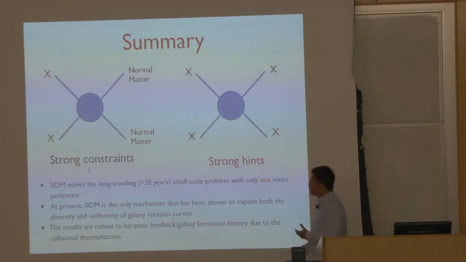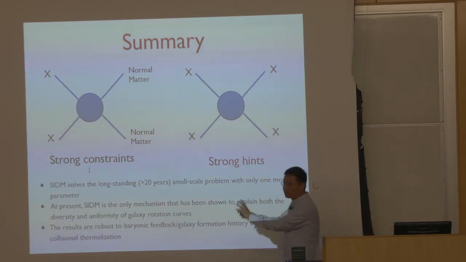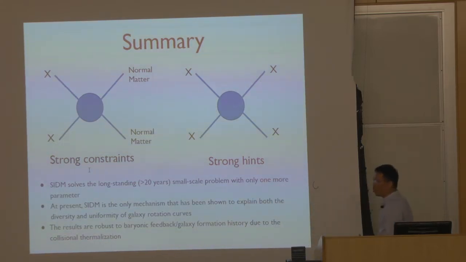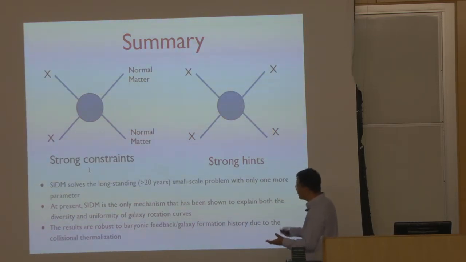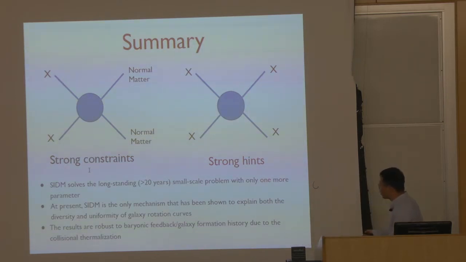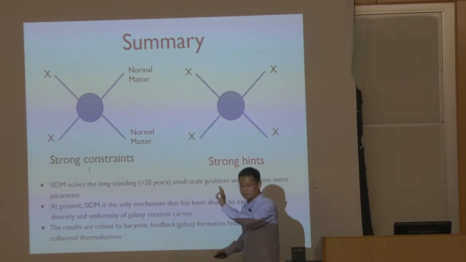All right, so this is a summary of my talk. I briefly talked about dark matter and normal matter interactions, where there are very strong constraints. In this talk, I hope I have convinced you there are strong hints that dark matter self-interactions solve long-standing small-scale problems with only one parameter, the cross-section. It turns on the cross-section, that's it.